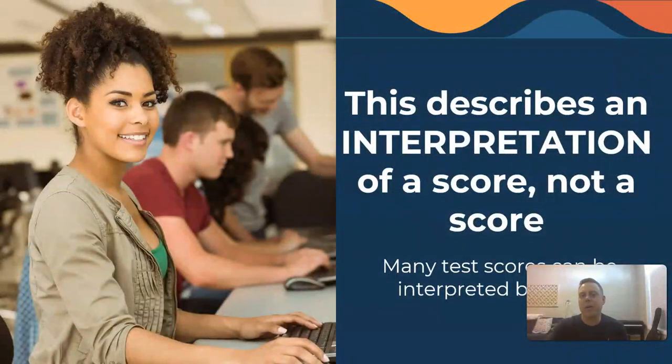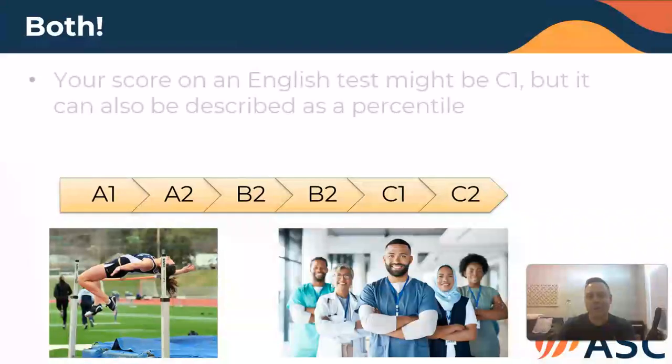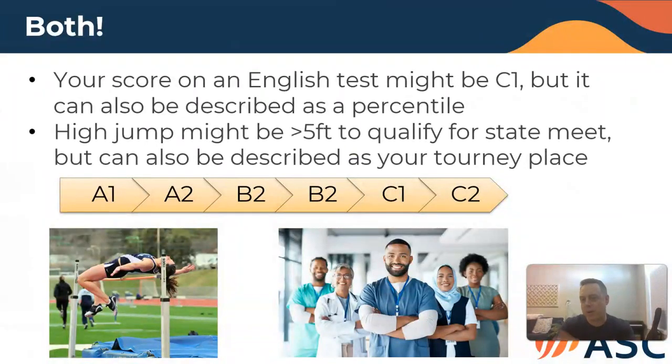Now, the key thing to remember as we're talking about this from the big picture is that this is describing an interpretation of the score, not the score itself, because many test scores can be interpreted both ways. You can even think of it as some of those ones I just talked about. So your score on an English test might be C1 with the description that goes with it, but it could also just be described as a percentile. Maybe you were 85th percentile for the people in your country. A high jump might be above 5 feet to qualify for a state meet in terms of pass or fail, but it also can be described as your placing. Were you first place, second place, third place? And those certification exams, yes, there is a pass-fail with a descriptor of what is involved with the pass-fail, but it can also be described as a percentile rank compared to other people who took the test.